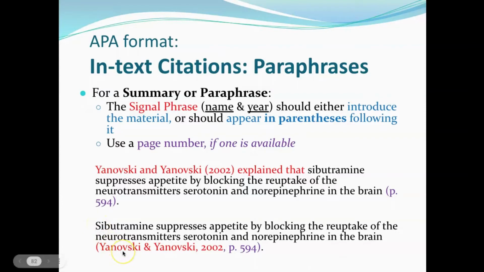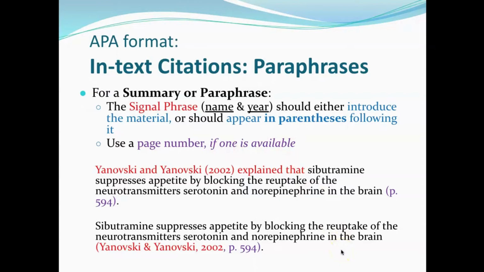Then you can put the entire citation into parentheses at the end of the sentence. So in this case, you put the author name and the year in the parentheses. The page number here is optional for a summary or paraphrase. In APA, you should use a page number for these if one is available.